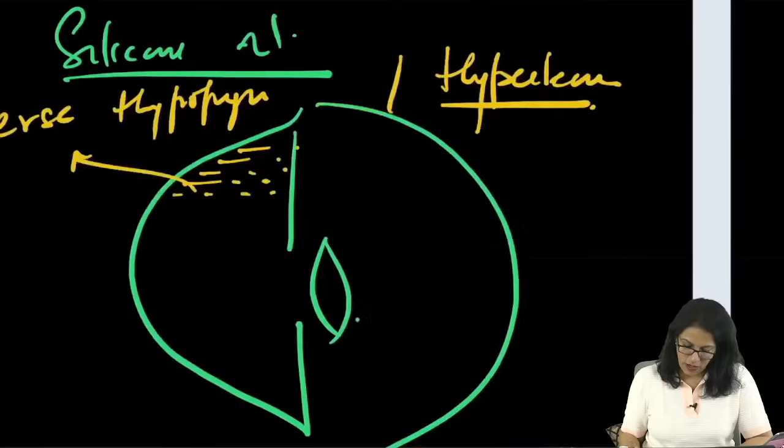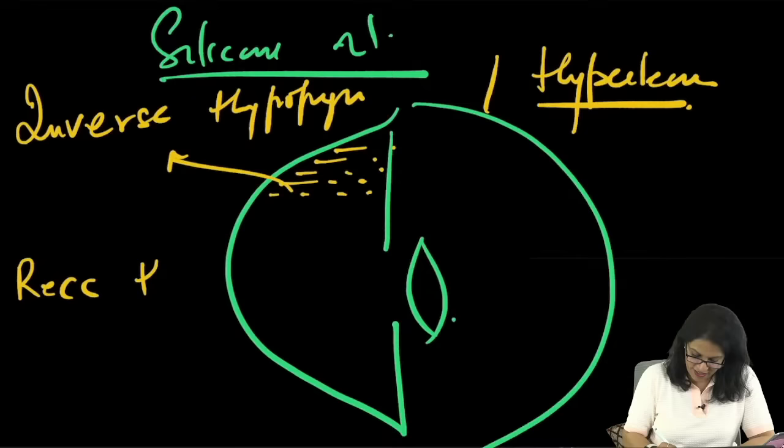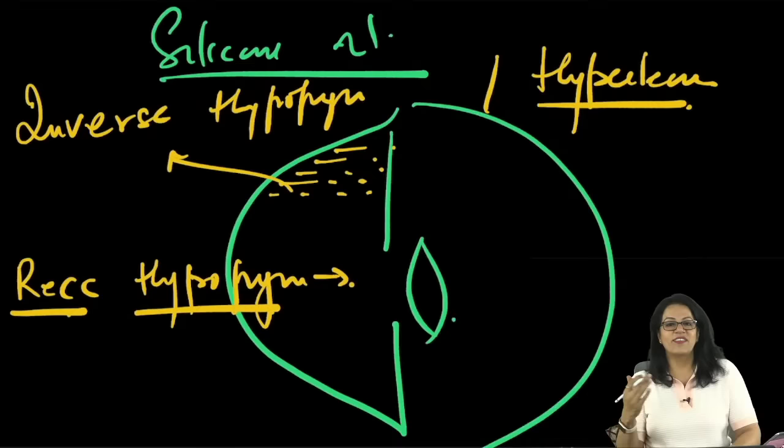Once you are talking about inverse hypopyon, are you all in a mood to answer a little bit more? Where do you get recurrent hypopyon? Anyone? I'll wait for the answer. Okay, I'll not wait, but please answer. I'll go to the next point. So, recurrent hypopyon, where do we find it? All of you.